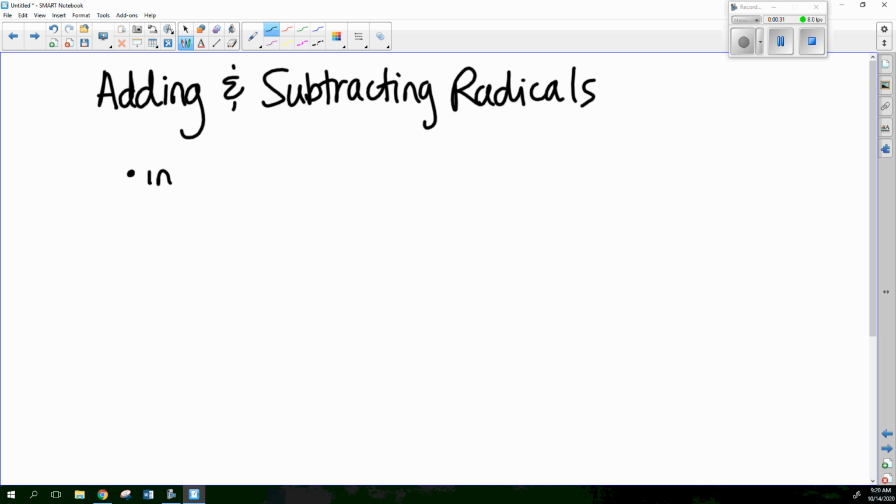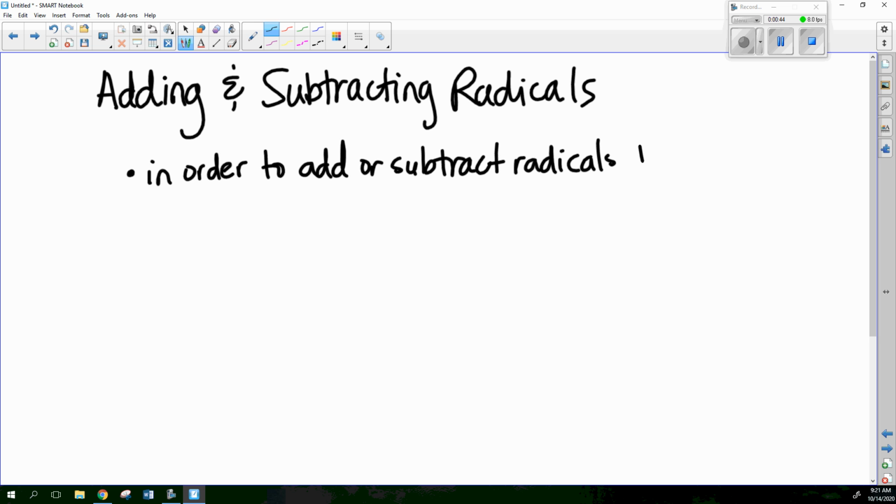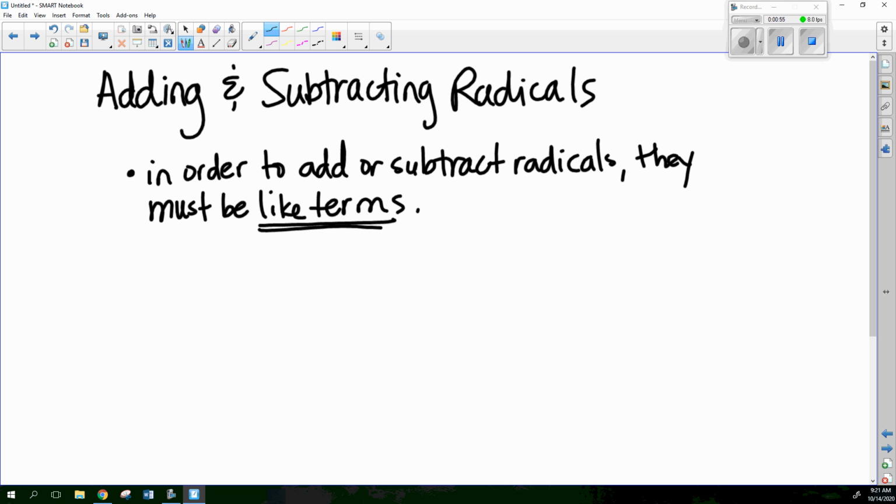In order to add or subtract radicals, they must be like terms. In order to add and subtract radicals, they must be like terms. Okay? So what does that mean?